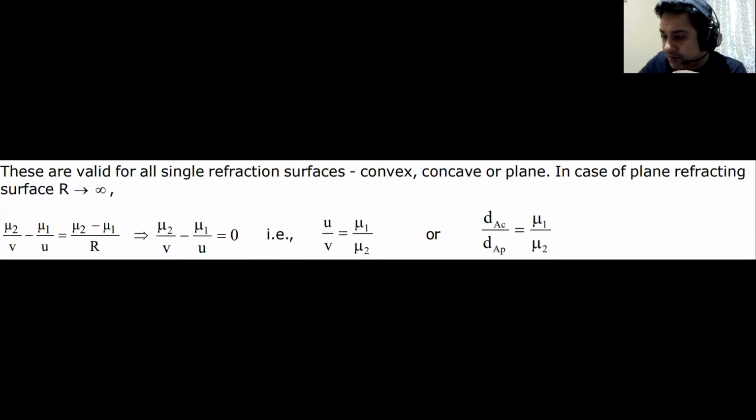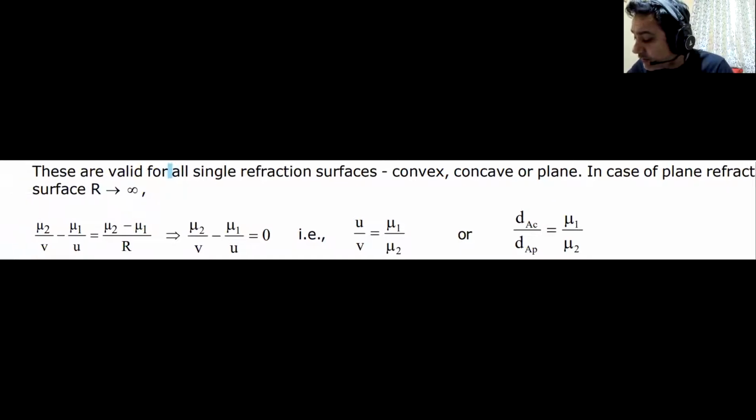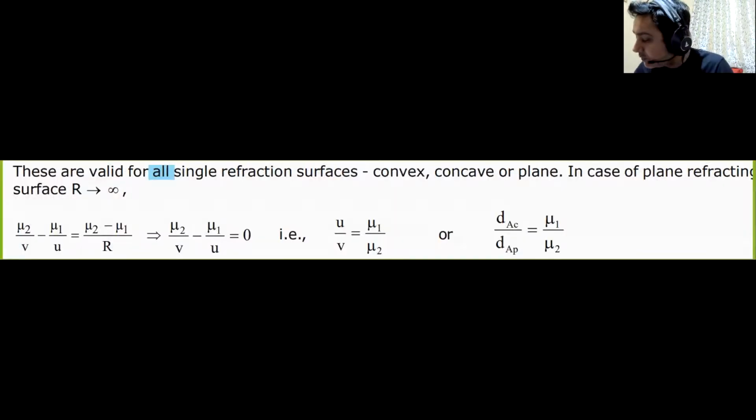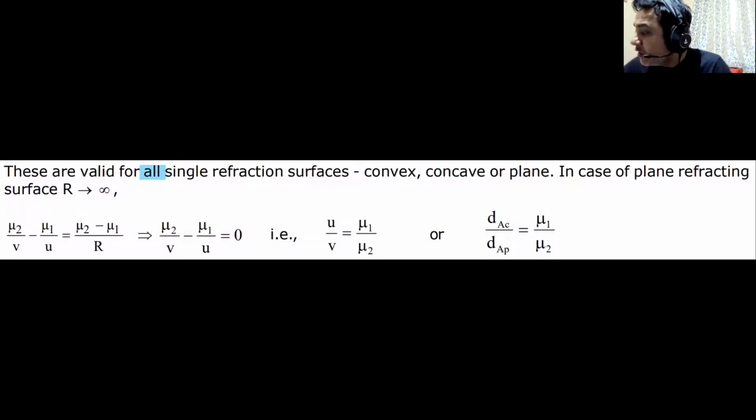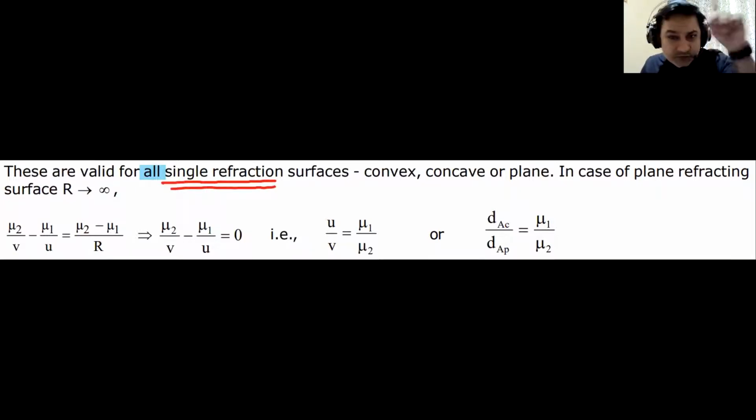Well, now is the time that we go back and have a look at whether this formula is also applicable for plane surfaces. Remember, this formula is always valid for all surfaces where refraction is happening once. If it is happening more than once, we'll have to apply the formula 2 or 3 times, whether the surfaces are convex, concave, or plane. Now we have already done refraction at plane surfaces, but we never encountered this formula. Is that so? No. We have encountered this formula in a different way.